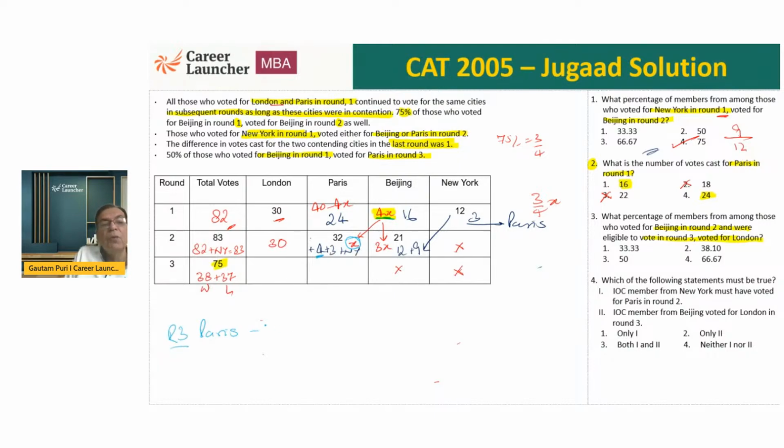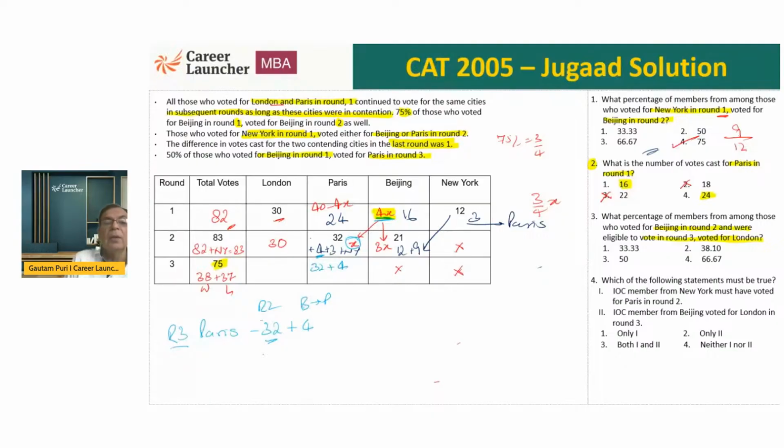So when I'm looking at Paris in round 3, what is happening is, first of all, out of these 32 people, 4 had already voted for Paris in round 2. Out of the 4x or 16 people of Beijing, 8 have to vote for Paris in round 3. Out of them, 4 have already voted, so there will be another 4 which will come here. This becomes 32 plus 4, 36. So 32 voters from round 2, 4 additional voters from Beijing to Paris.